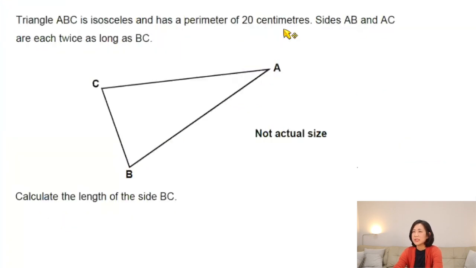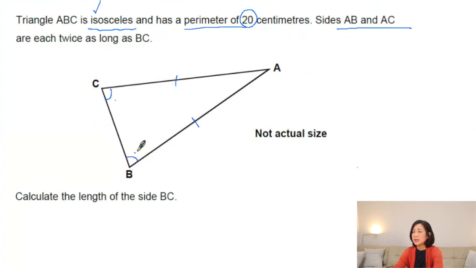Now, this is the last question. Let's have a look at it. You've got a triangle and it gives you lots of details about the triangle. First of all, it identifies the triangle. It's an isosceles triangle. Then the perimeter is 20 centimeters. Then you've got sides AB and AC, and then another one is BC. Now let's focus on the isosceles triangle. What we know about an isosceles triangle is two identical sides and two identical angles.